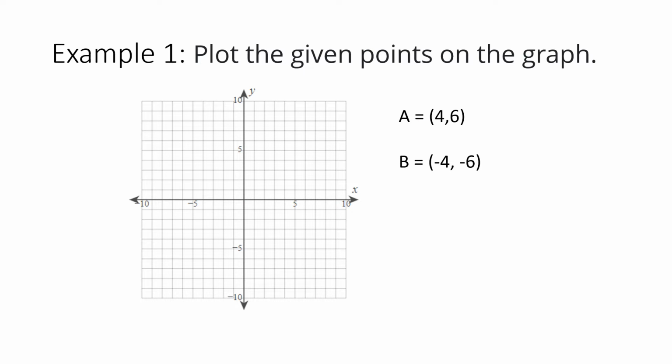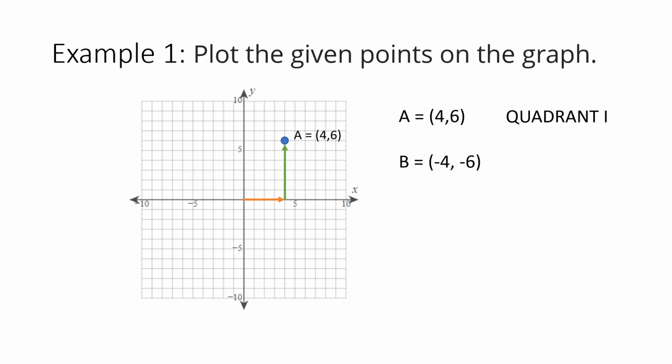So example 1, let's plot the given points on the graph. We have point A, which is (4, 6). So first thing I need to do is identify which quadrant it's going to be in. Since both of the x and the y values are positive, it's going to be in quadrant 1. So then the process to plot the point is I'm going to go to my x-axis and go to the right 4, and then I am going up 6, and then that is where my point A is going to be: (4, 6).